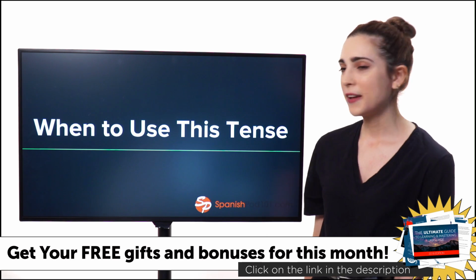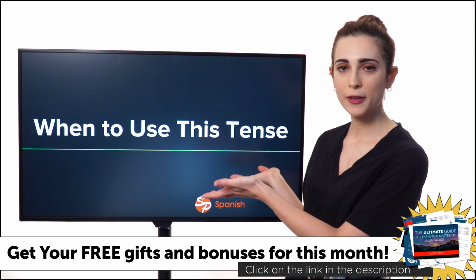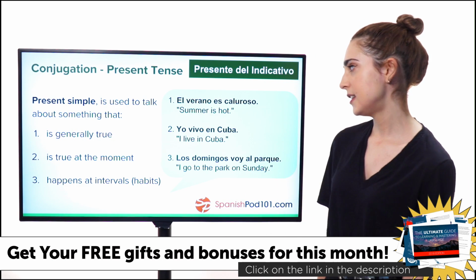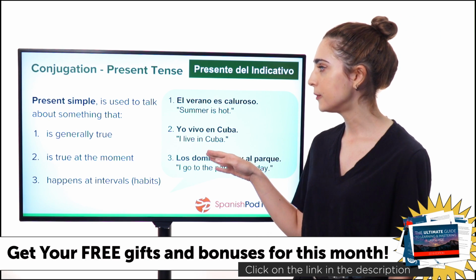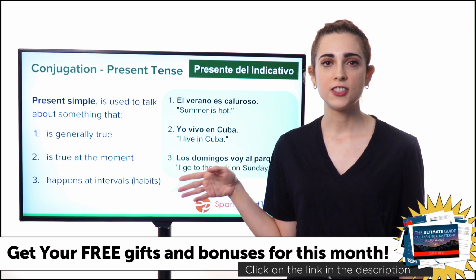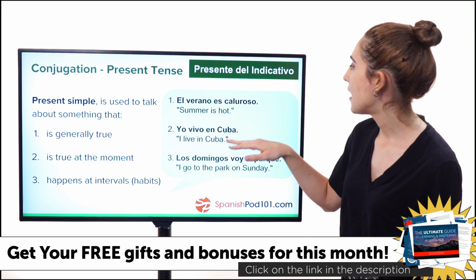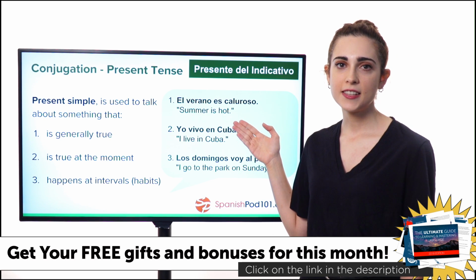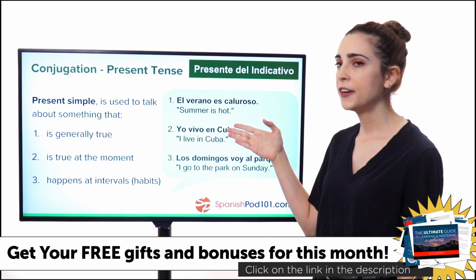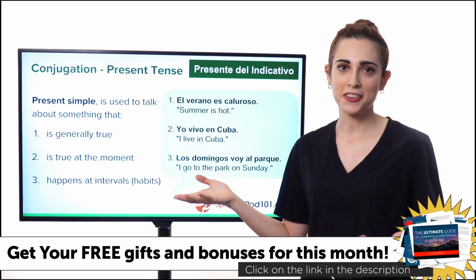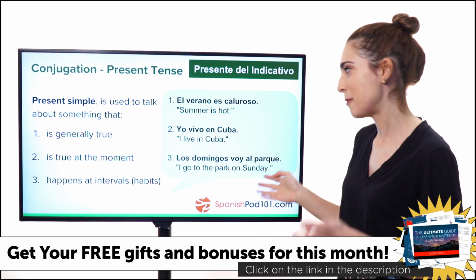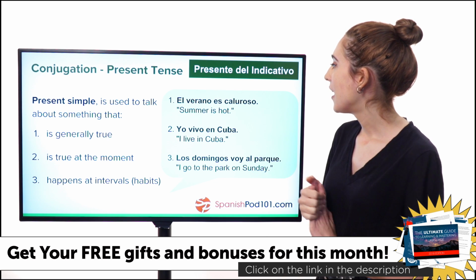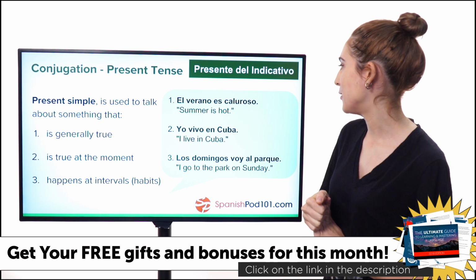The first topic of this lesson is when we use this tense in Spanish. There are 3 cases. We use the present simple when we talk about something that is generally true. For example, el verano es caluroso. Summer is hot. That is something that is generally true, it might be different in some cases, but generally that's true, right? So we use that.